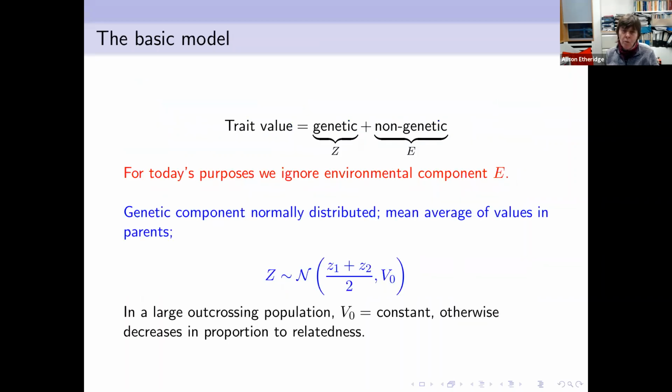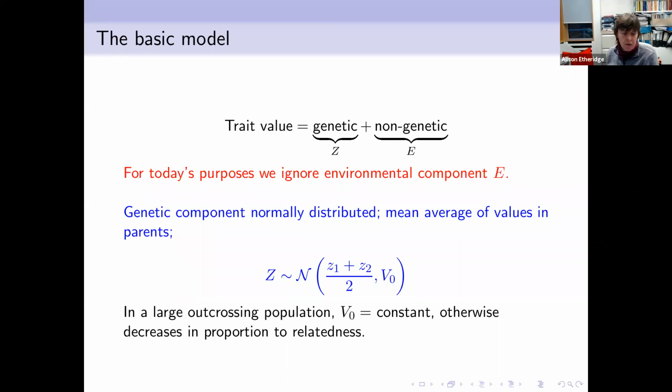Okay, so the basic model then is that the trait value is going to have a genetic component and a non-genetic component. And for today's purposes, we're going to ignore the non-genetic component. It's actually very important to make the maths work smoothly. So some of what I say is not strictly speaking true mathematically, but it becomes much more true if we add on an environmental component, perhaps in the form of another normally distributed random variable.